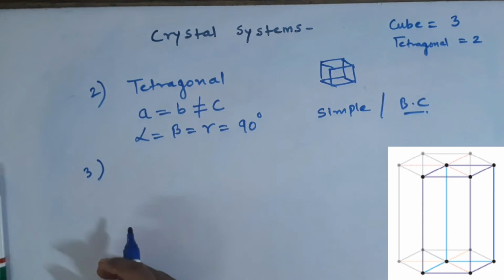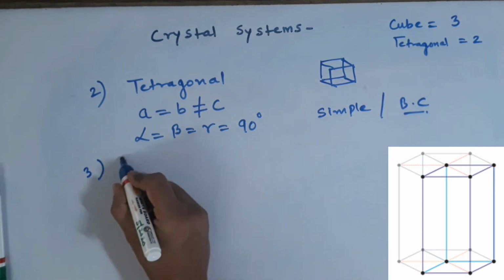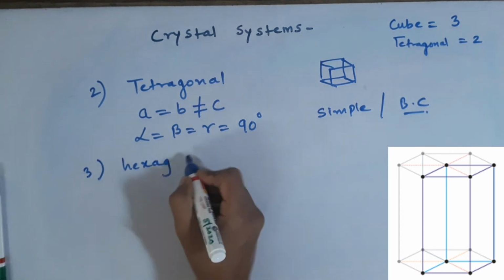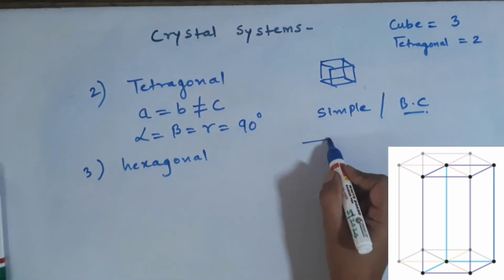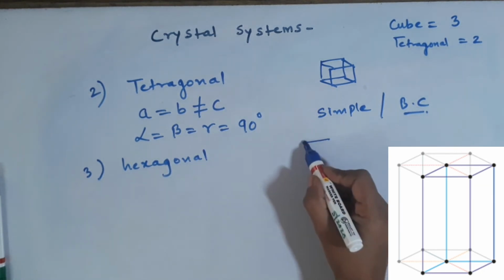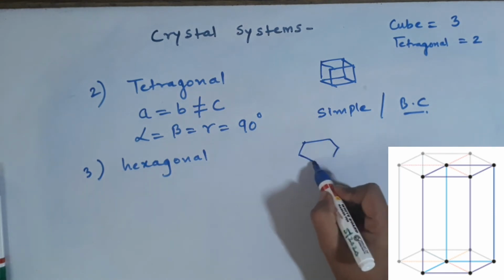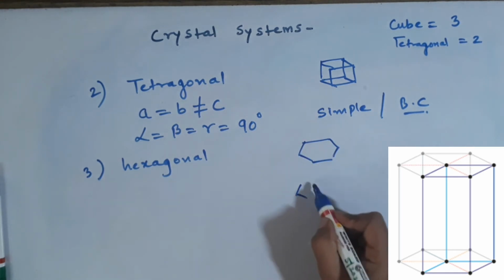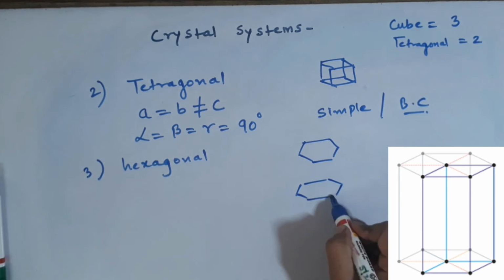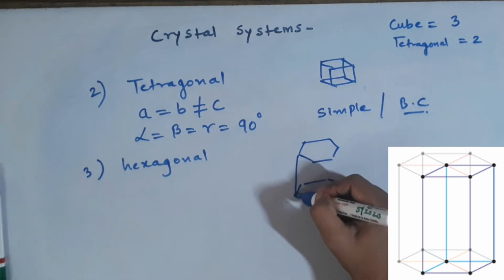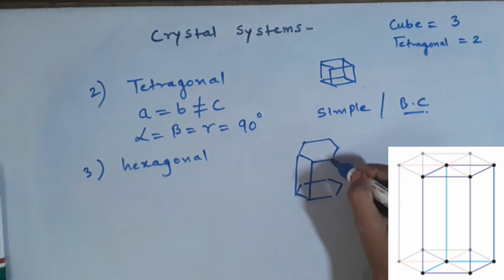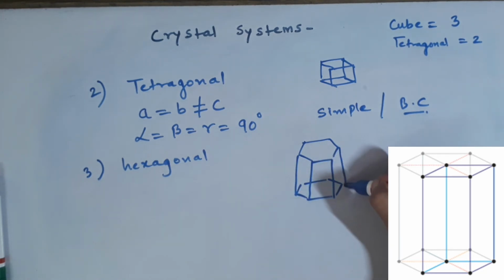The third type of crystal system is going to be hexagonal crystal system. As you can see, the name suggests we just draw 2 hexagons like this. The second one, join them with straight lines. Just join them first. So this becomes your hexagonal crystal system.